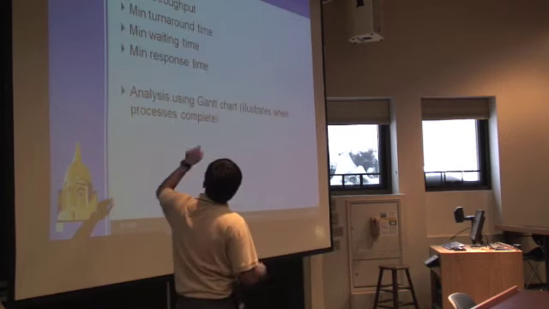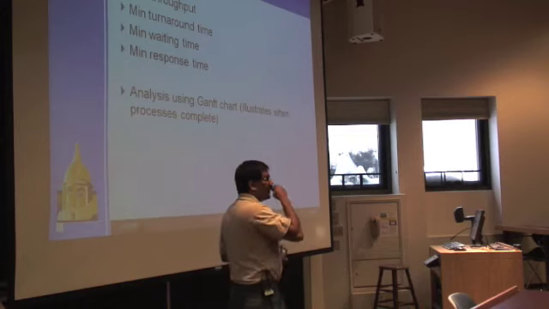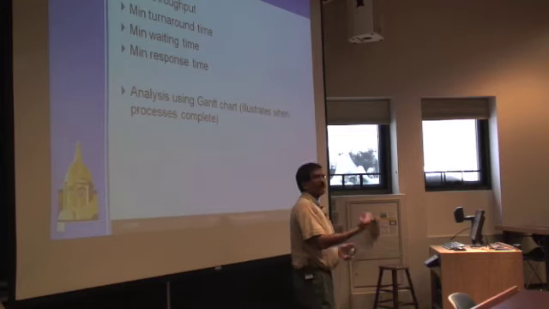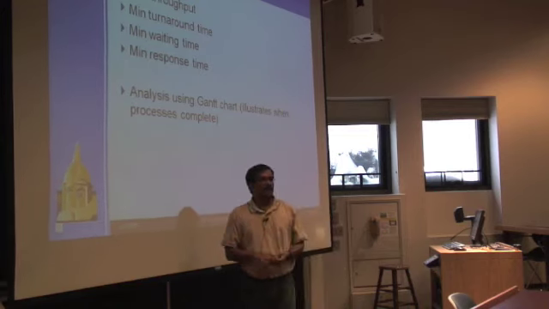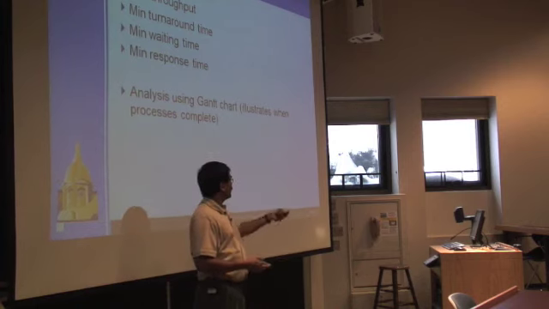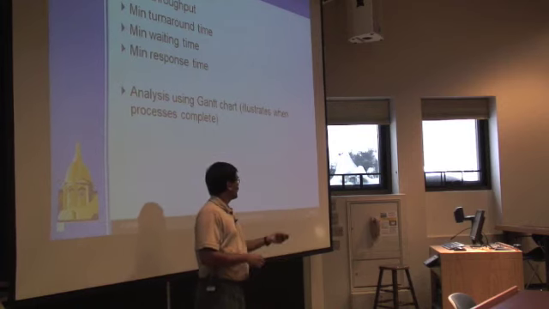And so this is the stuff from the previous slide, the notion of what you want to be maximized, what you want to be minimized. And so the way you analyze this is through what is called a Gantt chart.